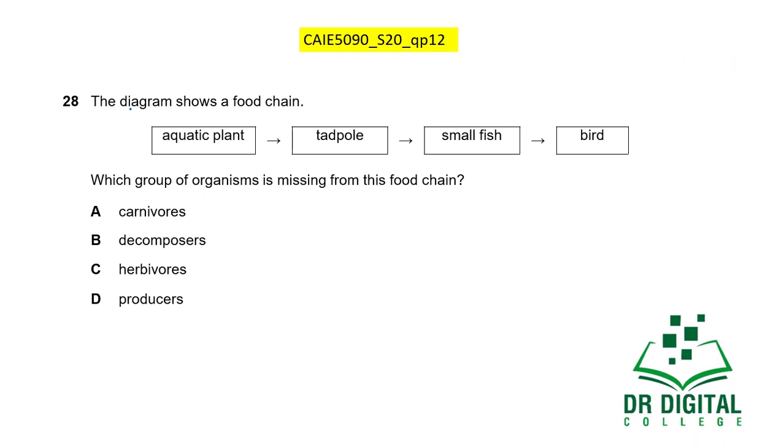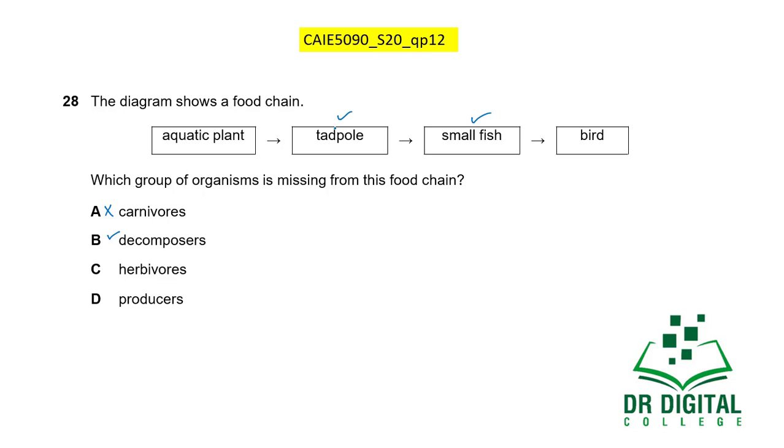In this question, the diagram shows a food chain, aquatic plant to tadpole to small fish to birds. Which group of organisms is missing from this food chain? Carnivores. This is the carnivore. Small fish is carnivore. So A is wrong. Decomposers. Nowhere decomposers are there. So option B can be correct.